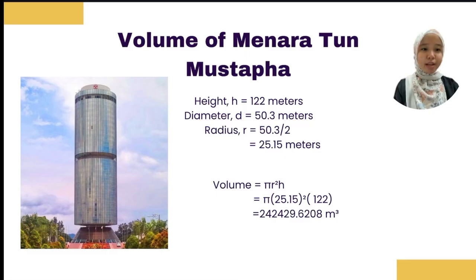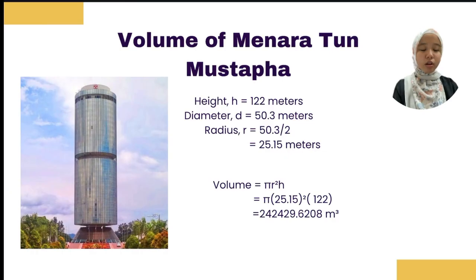Hello and Assalamualaikum everyone. In this part, I will explain to all of you how to find the volume of this tower using the formulas in geometry. Firstly, the formula to find the volume is pi r squared multiplied by the height. The diameter is 50.3 meters and the height is 122 meters. We need to find the radius. To find the radius, the diameter needs to be divided by 2, and the radius that we get is 25.15 meters.